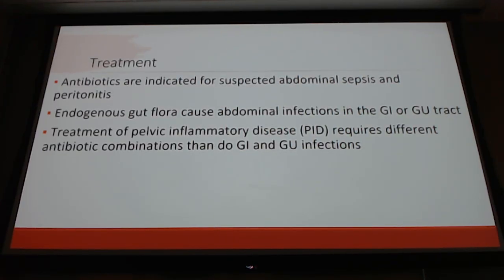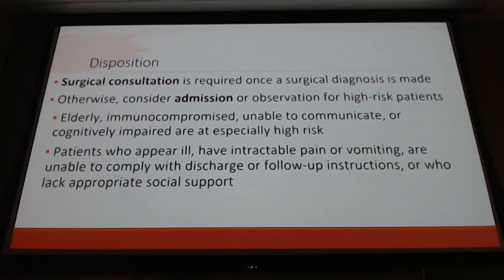Your two most common are going to be appendicitis and cholecystitis. We'll talk about those later, but those are going to require surgical consultation. And if they're a high-risk patient and it hasn't quite gone that bad, we may want to admit them because they're not PO tolerant, they're febrile, they're tachycardic for whatever reason.